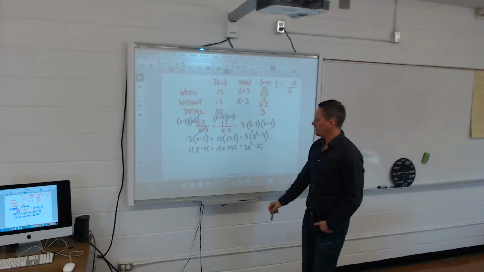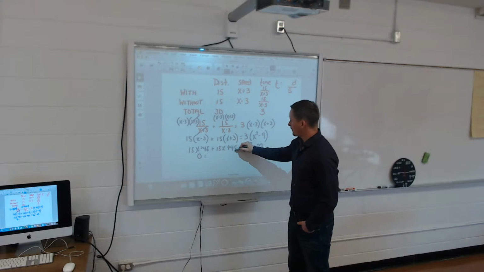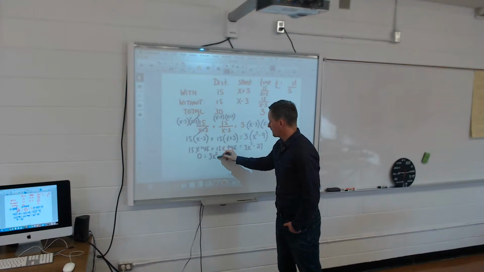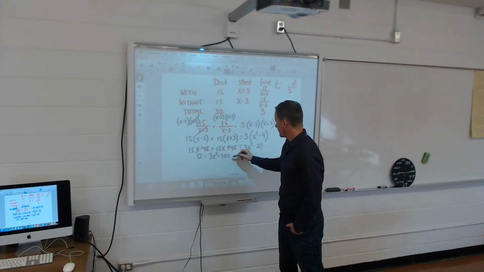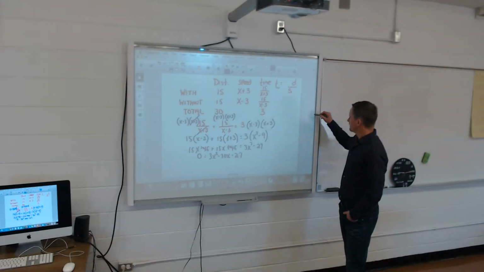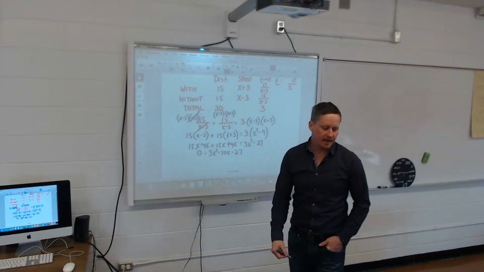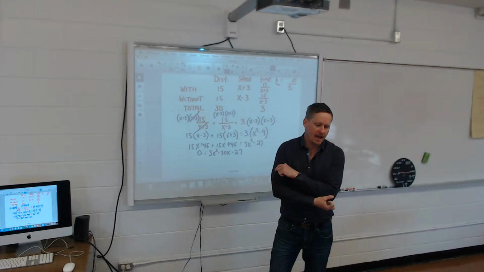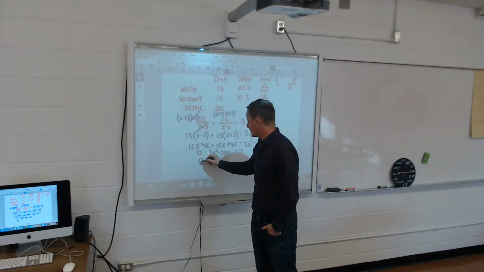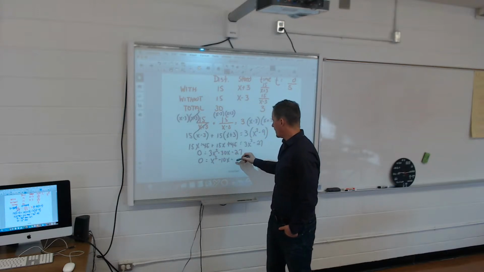Get everything equal to 0. All right, minus 45 and plus 45, they cancel. So I have 3x squared minus 30x minus 27. Greatest common factor. Because I have an equal sign, I can divide it out completely. So that gives me 0 is equal to x squared minus 10x minus 9.